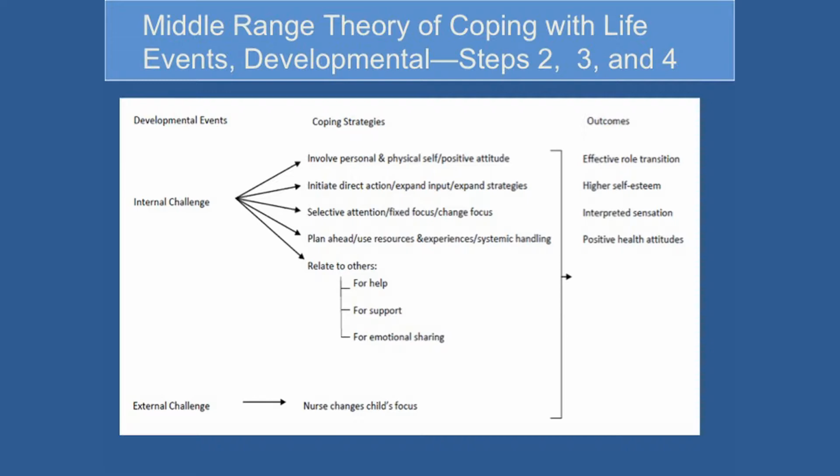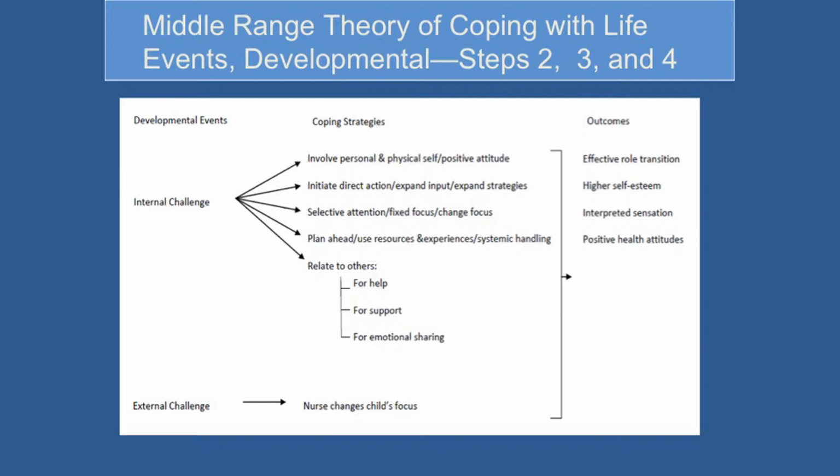In step 2, again, we will look at the major concepts, and these are classified according to the stimuli, the coping strategies, and the outcomes. We will try to put these at the middle range level, and then, which is step 3, and step 4 is connecting them together in this schematic drawing you see.